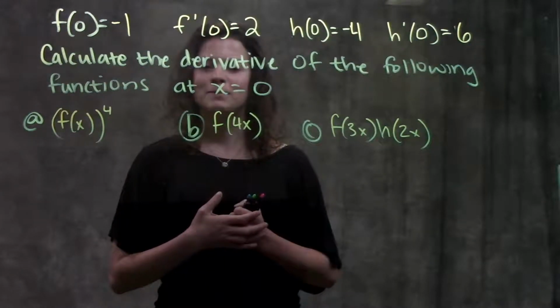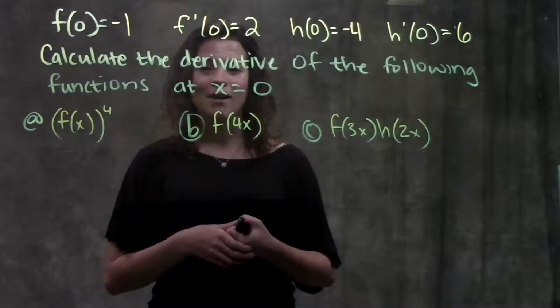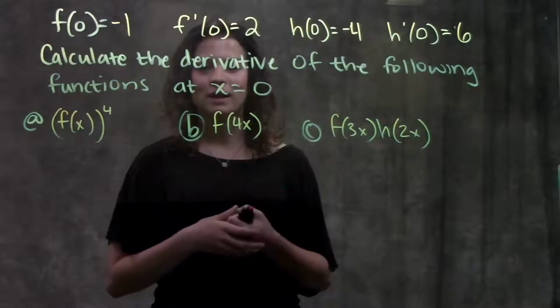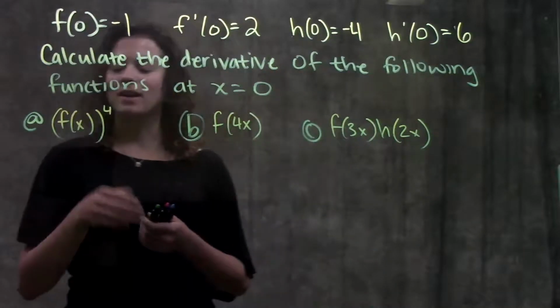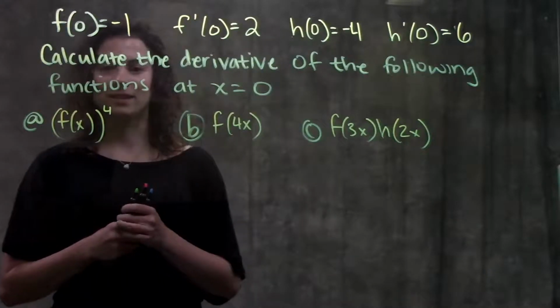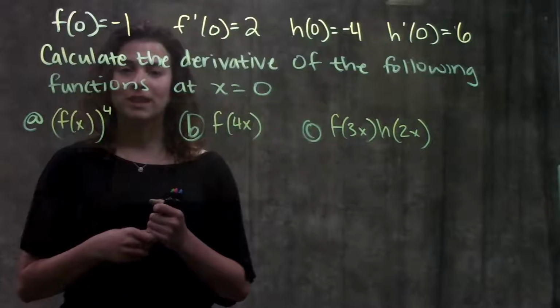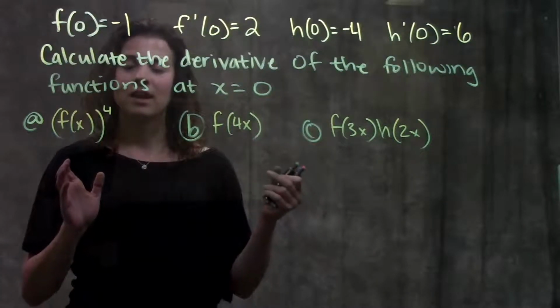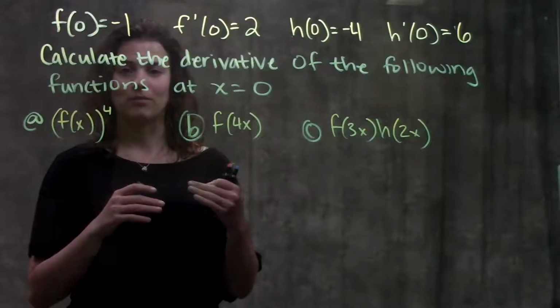Alright, so the first time you look at this problem, it probably looks really tricky. I'm not entirely sure how to approach it, but hopefully after we go through this example, it'll become a lot more clear on how to solve this type of problem. Starting with part A, it gives us the function f of x to the 4th power. Remember, this section is about chain rule, and chain rule tells us to start with the outermost function, calculate that derivative, and then multiply it by each inside function's derivative.